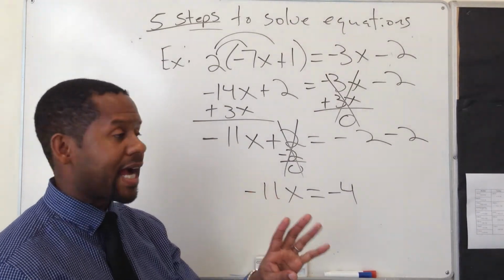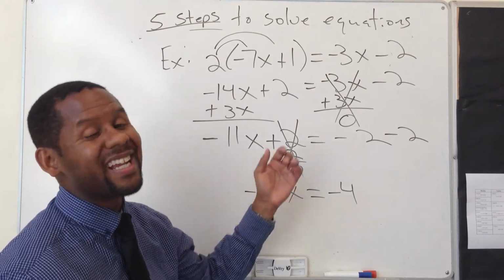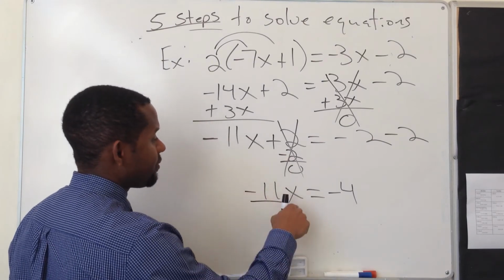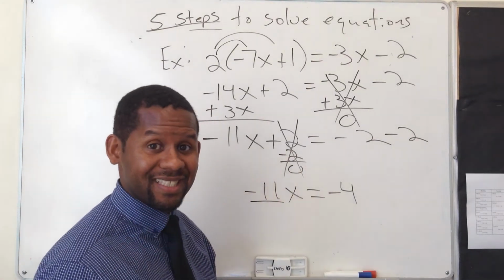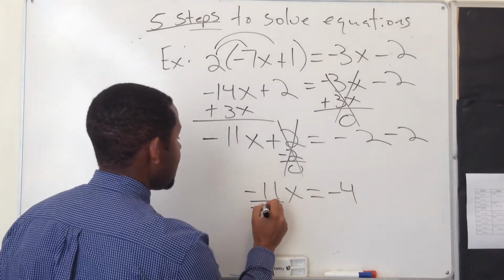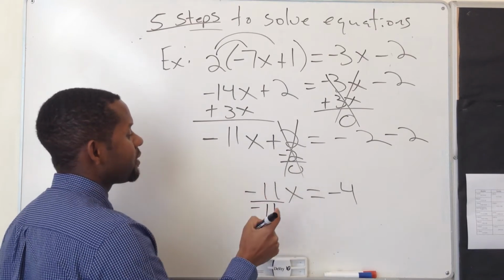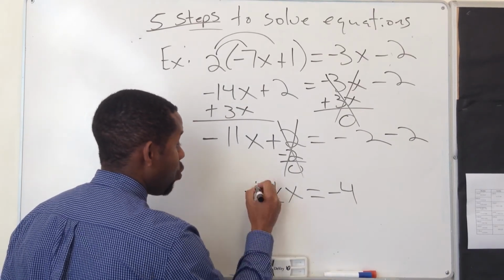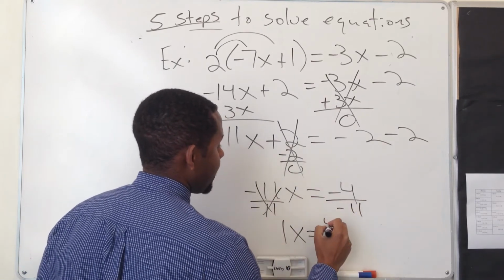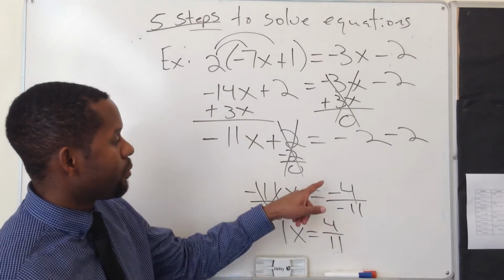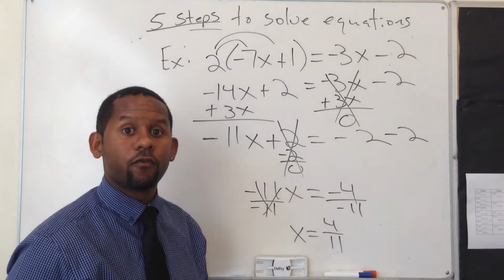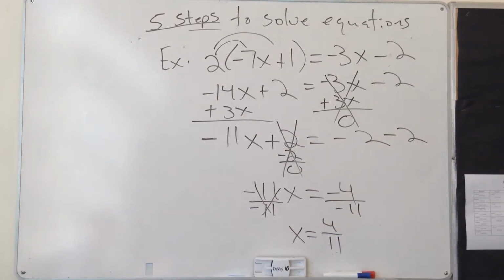Step 4 is I isolate my variable. I get my variable alone by multiplying or dividing. This time, I don't want to know what -11x's are. I want to know what 1x is. So how do I turn this -11 into a 1, which is what I want? I divide it by itself. -11 divided by -11 is 1x. And now I divide by -11, and I get 4/11. Remember, negative over a negative is actually just a positive. X equals 4/11.